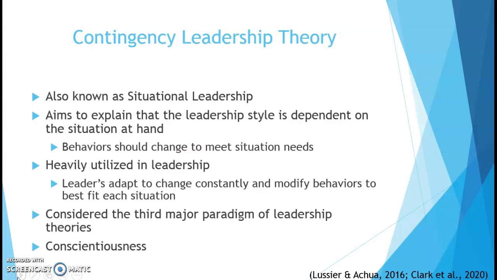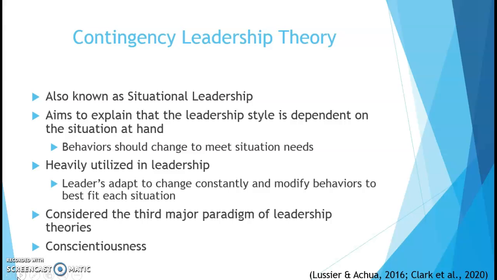The first theory we will examine is the contingency leadership theory, otherwise known as situational leadership. This theory aims to explain that the leadership style should coincide to the situation at hand, meaning that behaviors should change to meet the situation's need. This is heavily utilized in leadership development and skill training, as leaders need to be able to adapt to change in their organization or their hierarchy or even in the situation that they had begun to work with.